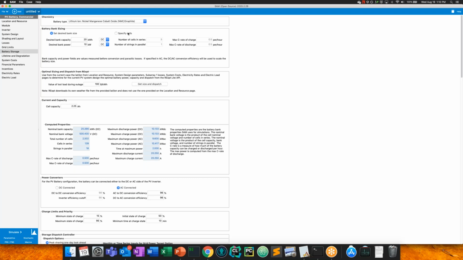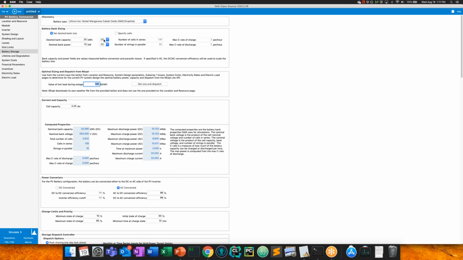Alternatively, we can specify the cells ourselves. So I'll set the number of cells to be 139, so I have that nominal bank voltage of 500. And then I can increase my strings. I can also change my max C rate if I wanted to have a higher max charge and discharge current. But for now, I'm just going to use this auto sizing feature.